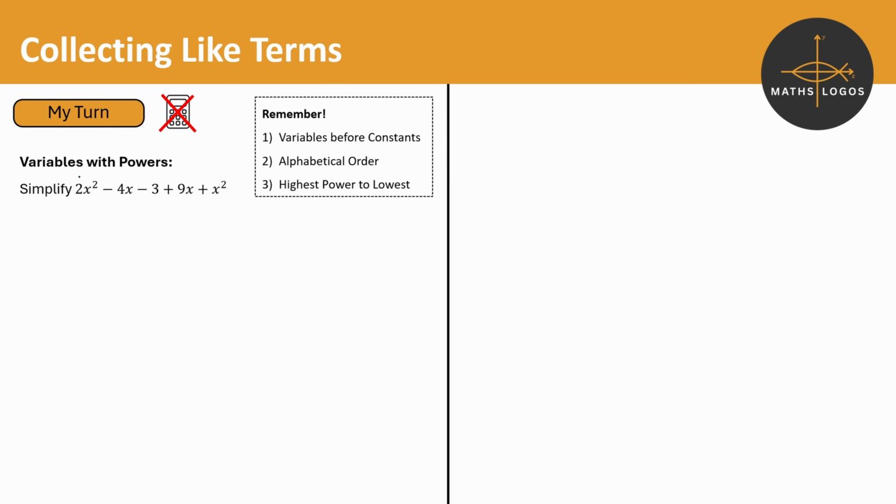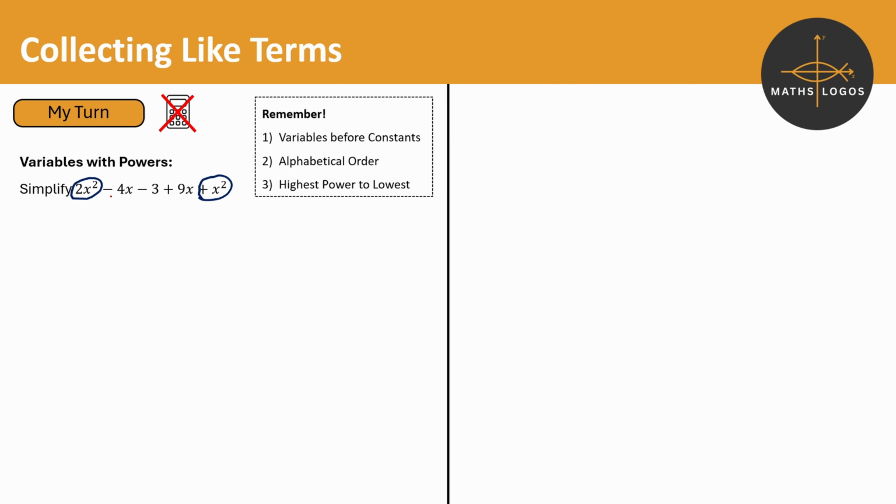Our next example involves variables with some powers. So simplify 2x squared, subtract 4x, subtract 3, add 9x, add x squared. What I need to remember is that x squareds and x's are not like terms because they don't have the same power. So I've actually got 3 different types of terms in this question. Let's circle them all different colors. So I'll start by circling my x squareds. I've got 2x squared there, and I've got a positive x squared on the end.